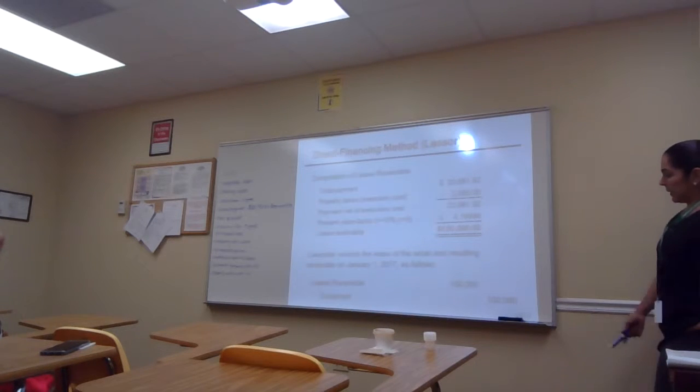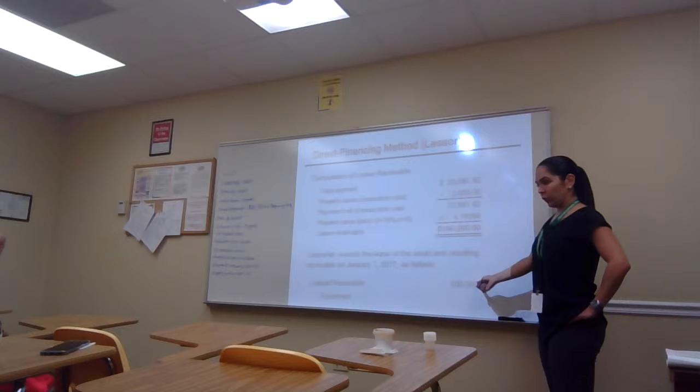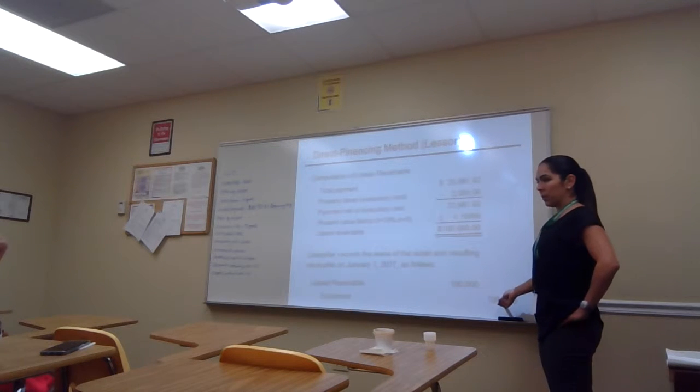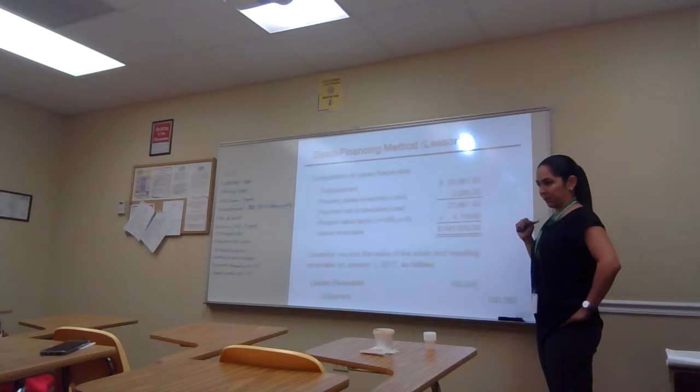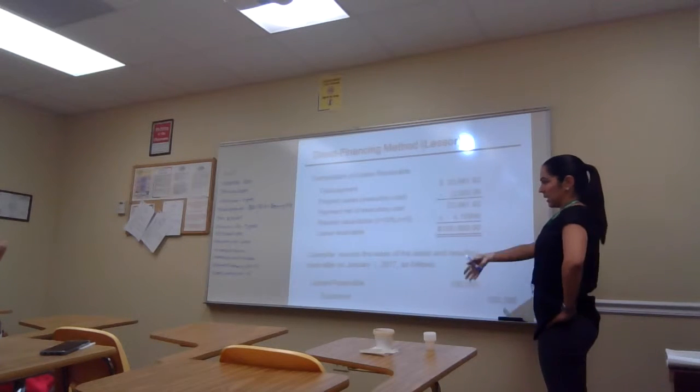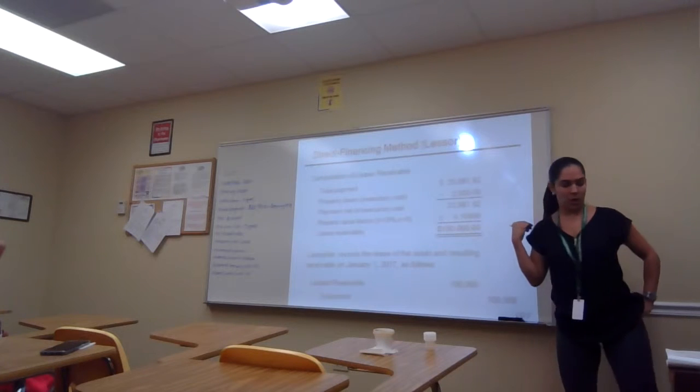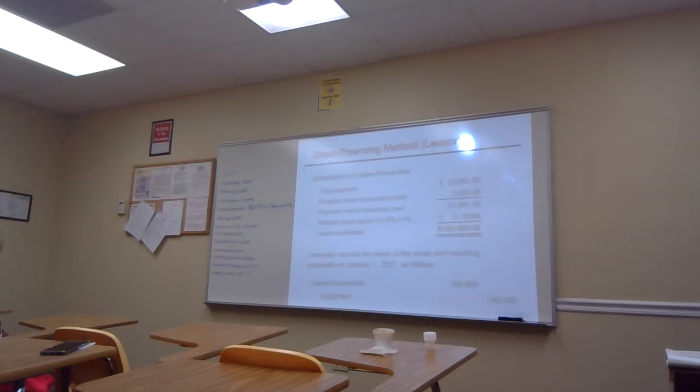So in this case, it's a debit to your lease receivable because you're going to collect 100,000 from the lessee, and you're going to credit equipment of 100,000. That means you're taking this equipment off the balance sheet because technically, the ownership is going to the lessee.